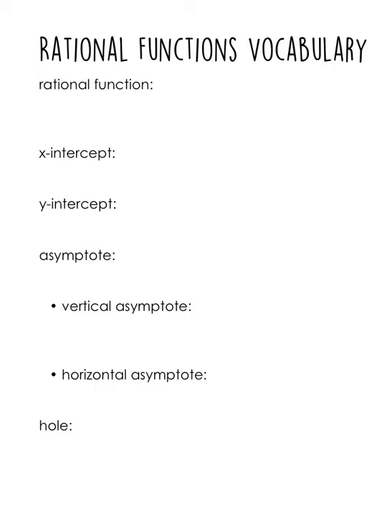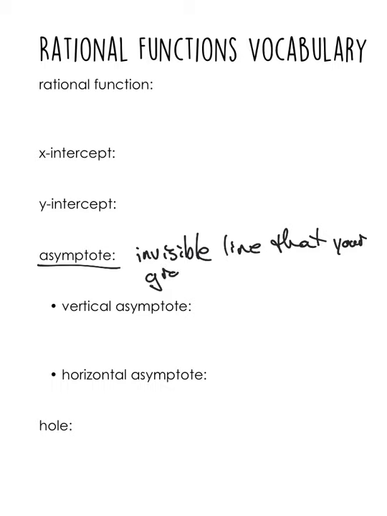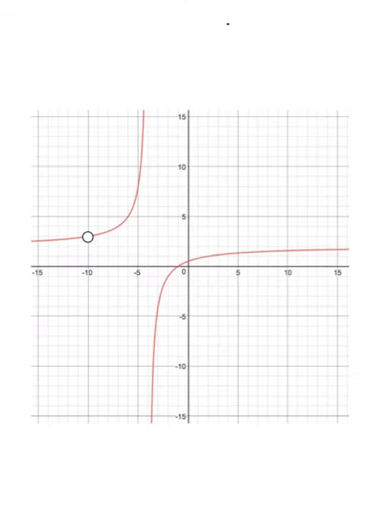Okay, asymptotes. In the video yesterday, it seems like they just kind of started saying this word, and I don't really know how much you guys understood it, but all it means is that it's an invisible line that your graph does not cross. All right, so just go back over the video from yesterday.